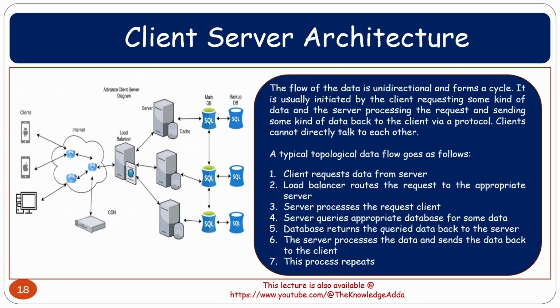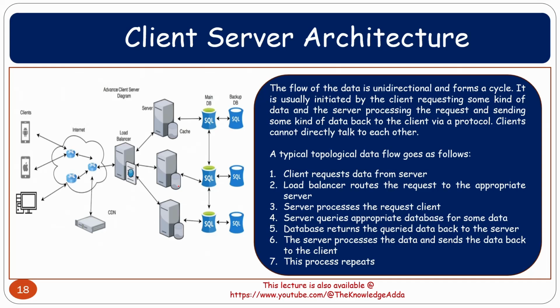Now, the flow of data is unidirectional and forms a cycle. It is usually initiated by the client requesting some kind of data, and the server processing the request and sending some kind of data back to the client via a protocol. So clients cannot directly talk to each other. Basically, a client requests data from the server, the load balancer routes the request to the appropriate server, and the server processes the request. The server queries the appropriate data from the database, the database returns the queried data back to the server, and the server processes the data and sends it to the client.